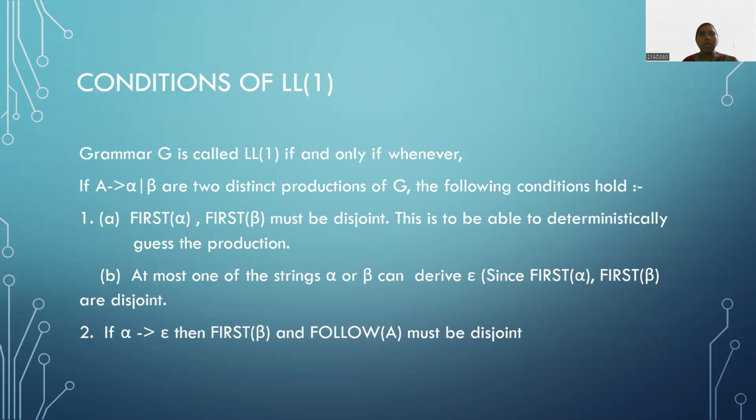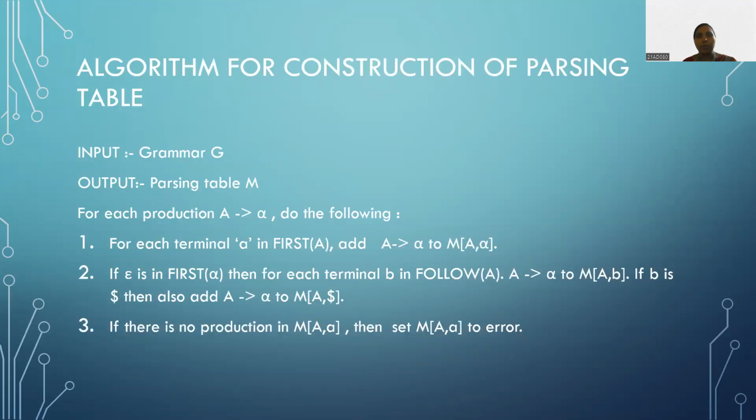Right, so grammar G is called LL(1) if and only if whenever A → α | β are two distinct productions of G, the following conditions hold. First, you find FIRST(α) and FIRST(β), and they must be disjoint. This is to be able to deterministically guess the production. Finally, in the last step, after we construct the predictive parsing table, you will understand this. Now the second important point is that at most one of the strings α or β can derive epsilon, since FIRST(α) and FIRST(β) are disjoint. Next, if α derives epsilon, then FIRST(β) and FOLLOW(A) must be disjoint. These are the conditions of our LL(1) parser.